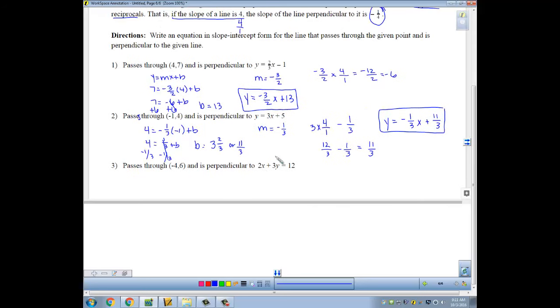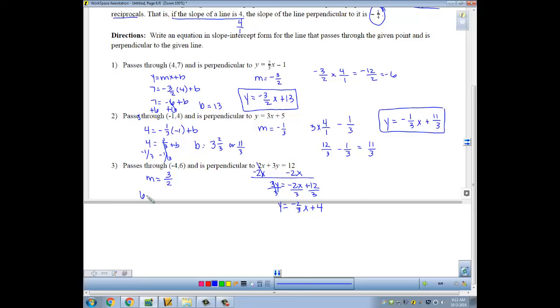Number 3, we need to figure out what the slope is first from this line. So get y by itself. So subtract 2x from both sides to get 3y equals negative 2x plus 12. Divide everything by 3. So we get y equals negative 2/3 x plus 4. So our slope was negative 2/3, which means our new slope is positive 3/2. So once you get the slope here, don't just say, oh, that's my slope. Make sure you change it.